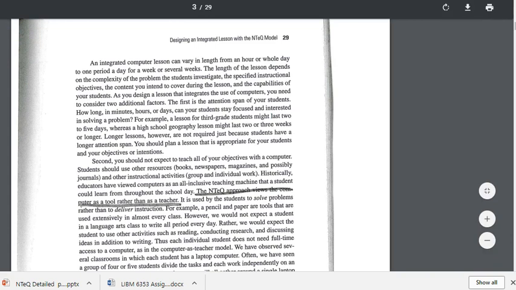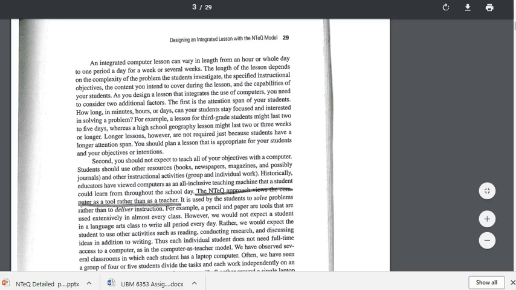It can vary in length from just an hour to a whole day, to one class period in a day for a week, or for several weeks. The length of the lesson is going to depend on the complexity of the problem that the students are investigating, the specified instructional objectives, the content you intend to cover during the lesson, and the capabilities of your students.